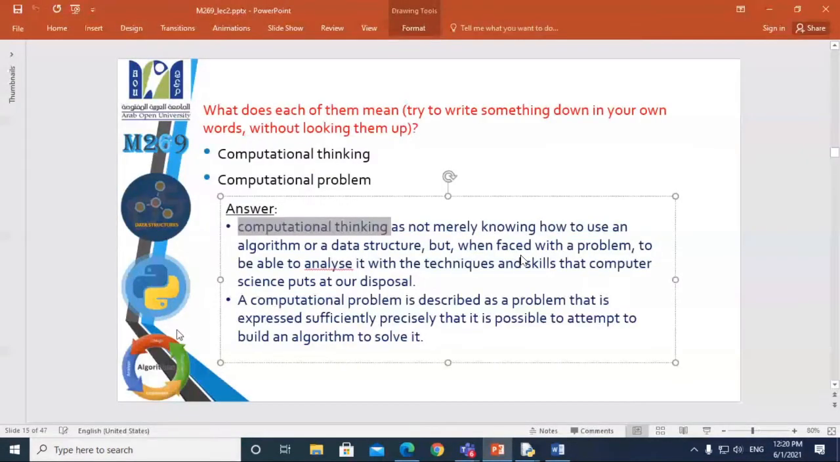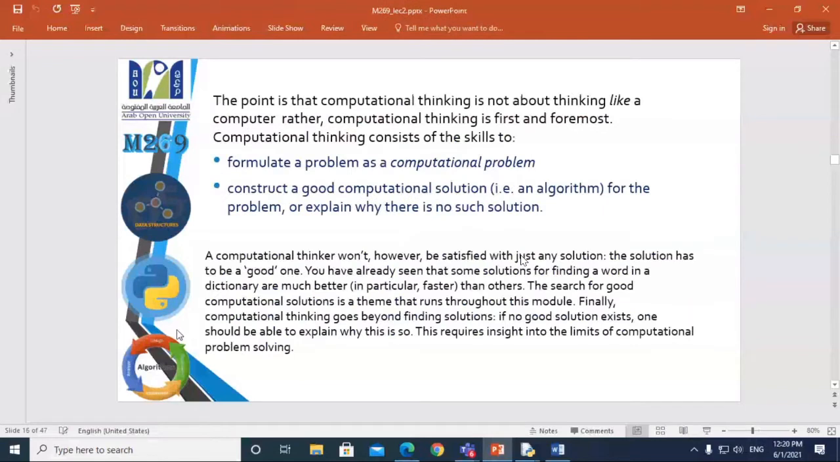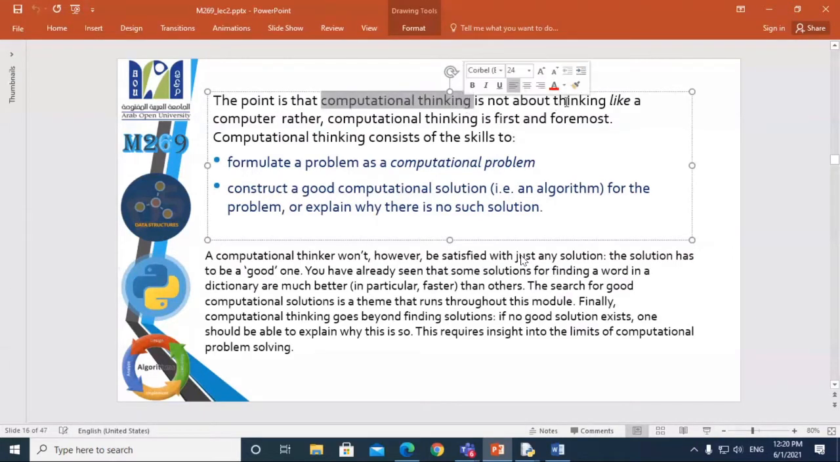Any questions regarding this one? Clear? What I want to emphasize here is that computational thinking is not about thinking like a computer. The computers never think. The computer just executes. They are trying now to have artificial intelligence, trying to make a computer think. Of course, until today it's not fully thinking.